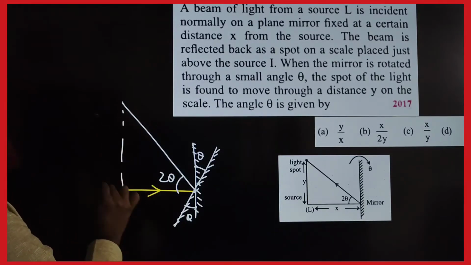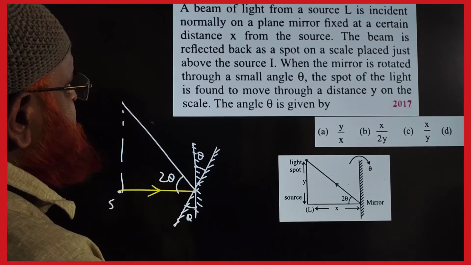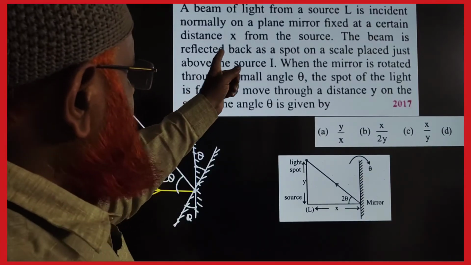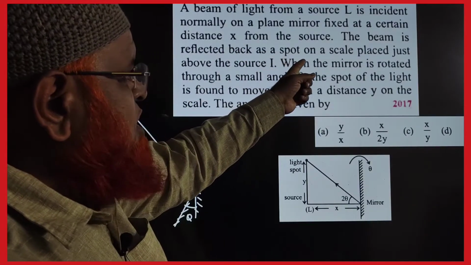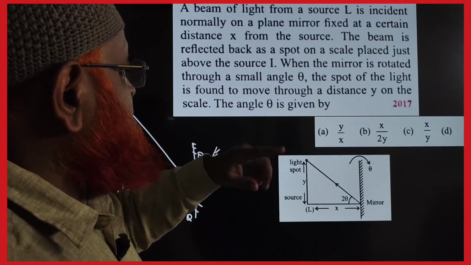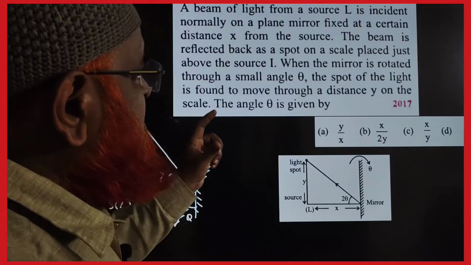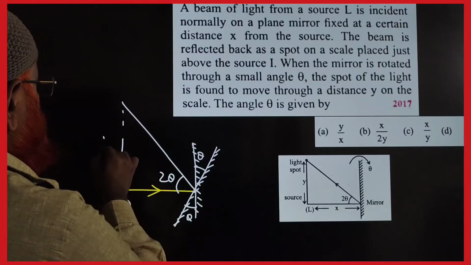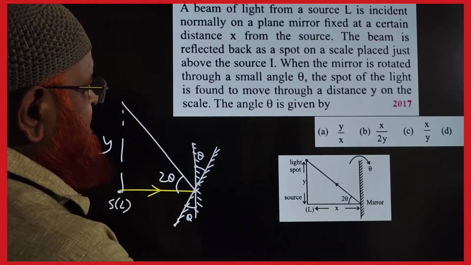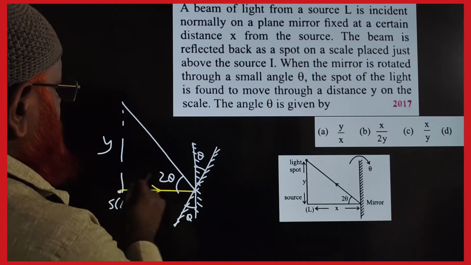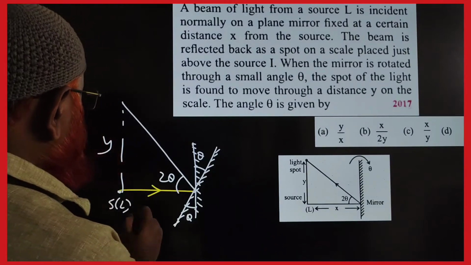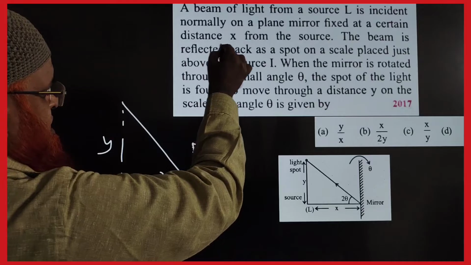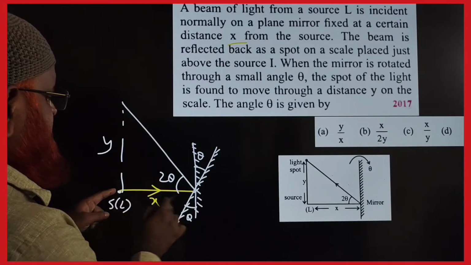So what is going to happen? Let us see. Okay. So this is a source L. It is taken, and you just see here. The beam is reflected back as the spot on the scale is placed just above the source. When the mirror is rotated through angle theta, the spot of the light is found to move through a distance y on the scale. The angle theta is given by. What is this angle theta? So theta मालूम करो बोला. Okay. So what is the distance from the source? Is going to be x. दे दिया ना x बोल के? Given here. So source is placed at distance of x बोल दिया.